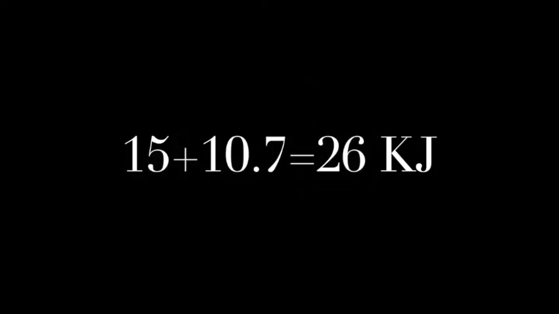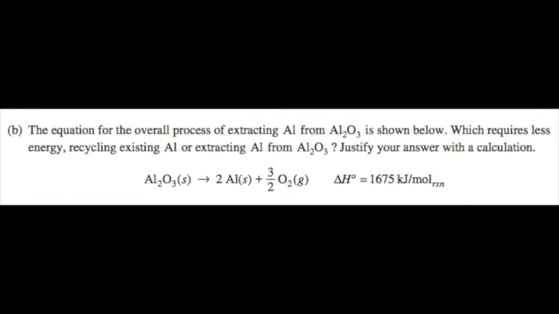We have to notice that the question asks us to calculate the amount of heat, and it also says the heat of fusion of this is 10.7. So we need to add the energy of fusion to the energy required for melting. Together that is the energy required for purifying, which is 10.7 plus 15 equals 26 kilojoules. After getting the answer for the A part, let's go to the B part.